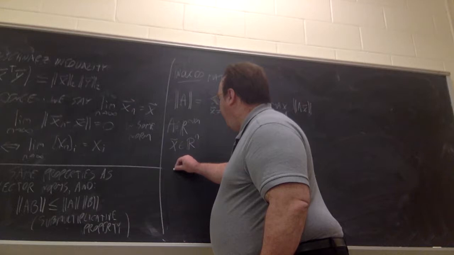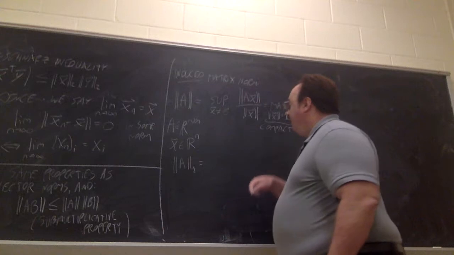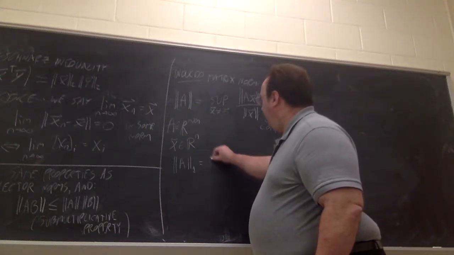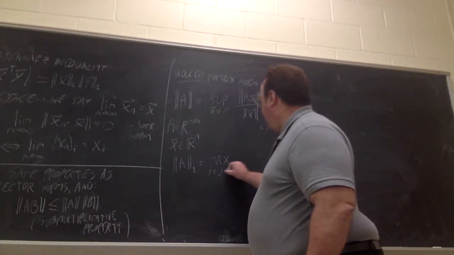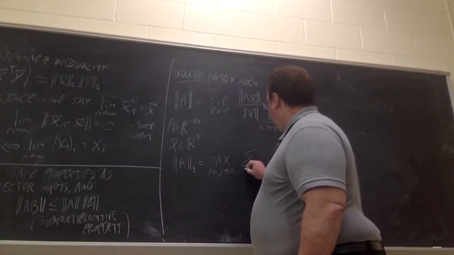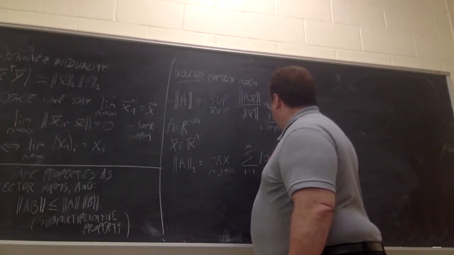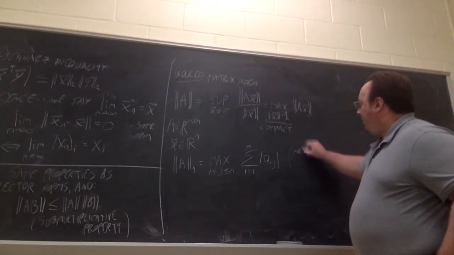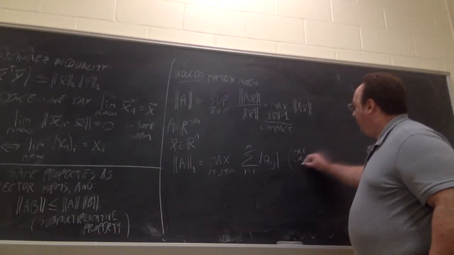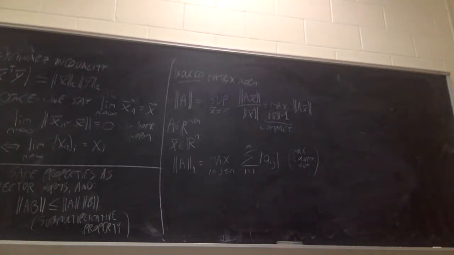So the matrix 1 norm, what we do is we take a maximum over all columns of a sum of the absolute value of entries in that column. So informally, it's the maximum column sum. For each column, sum up the absolute values of all the entries in that column. Whichever column sum is the largest, that's the 1 norm.